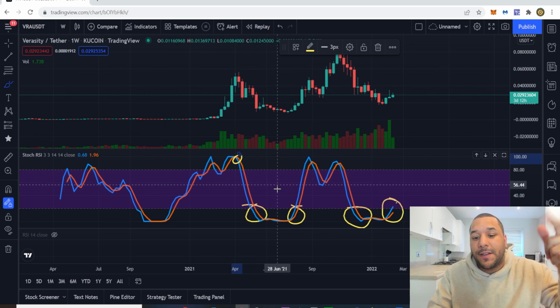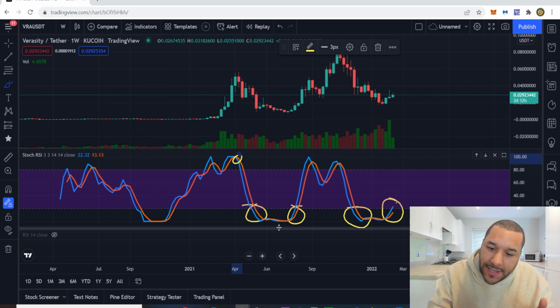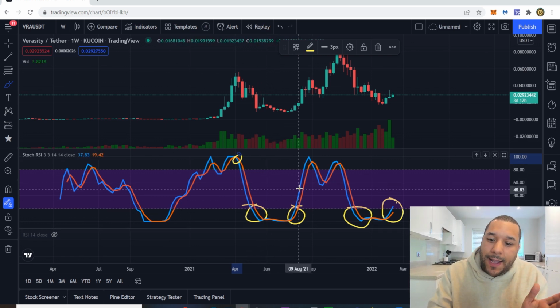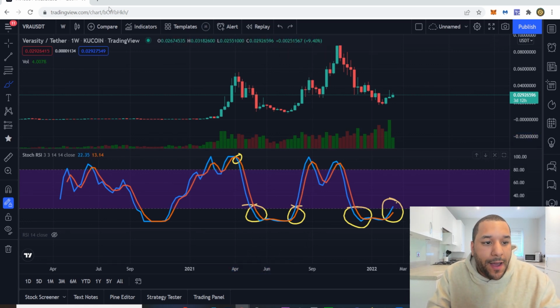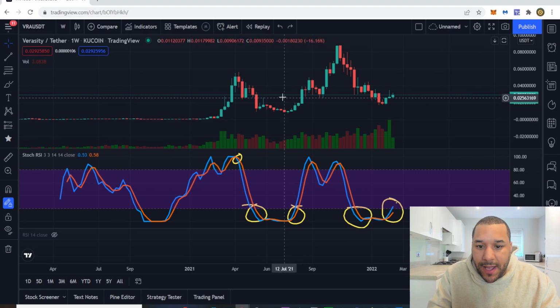Same goes for if it's the other way around. If the blue line crosses and the blue line is in front and it comes up, that's bullish. You can see price action going up, and you can see it in the charts right here.